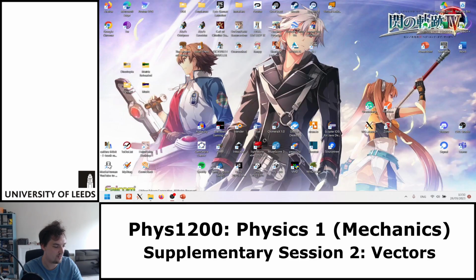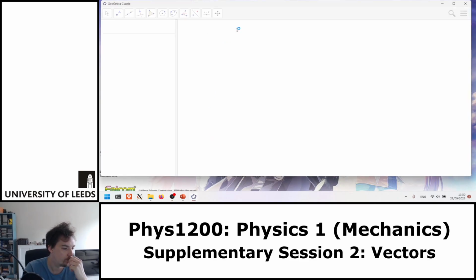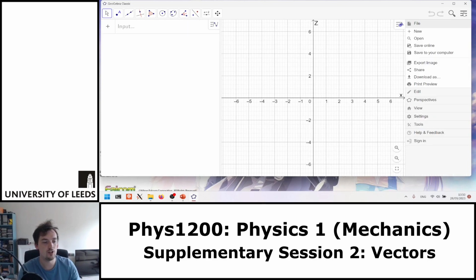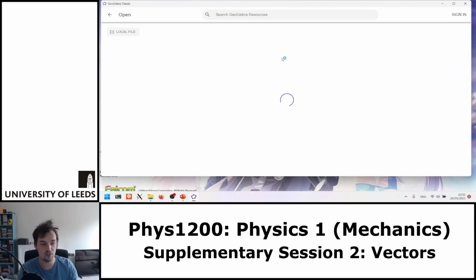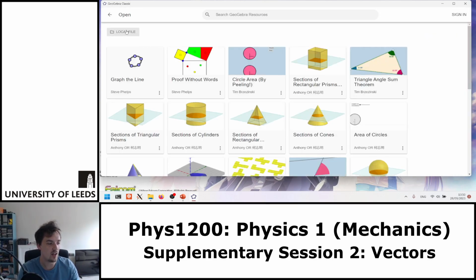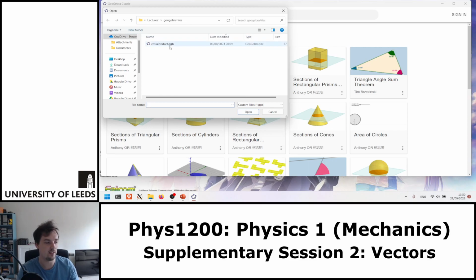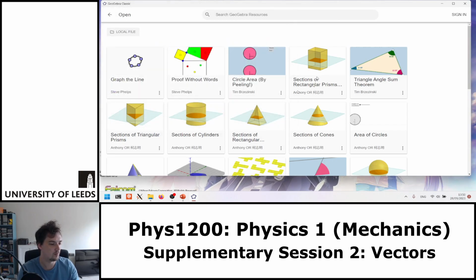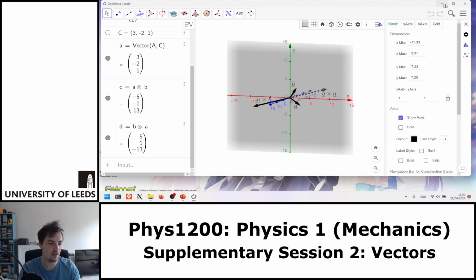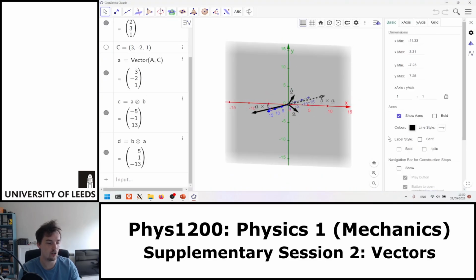So let's minimize this. Okay. So GeoGebra is just a free tool that you can get off the internet that allows you to graph mathematical things in general. It's pretty cool. So I'm going to load up a file that lets me describe what the cross product is. So the cross product is a way of taking two vectors and getting another vector.